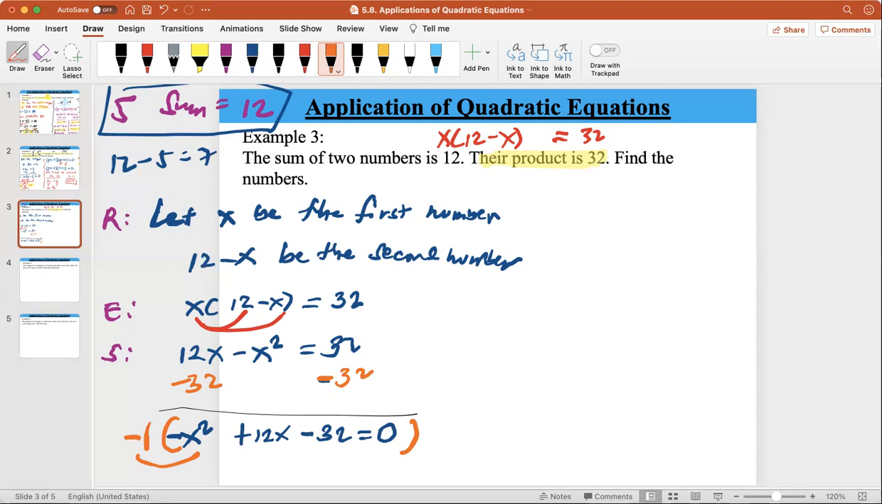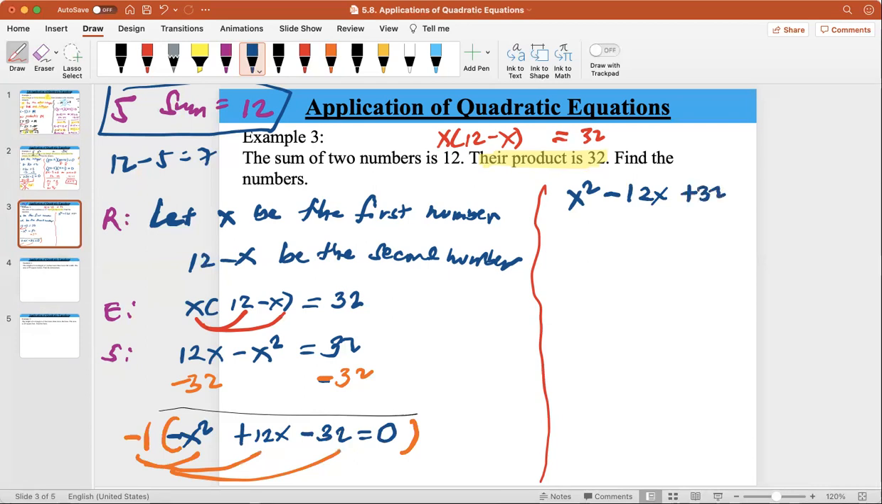So we have this: negative times negative x squared. That's -1 times negative x squared is x squared. How about -1 times 12x? -12x. -1 times negative 32, also 32. We also have to multiply this -1 times 0, 0. Now we have this quadratic equation: x squared minus 12x plus 32.